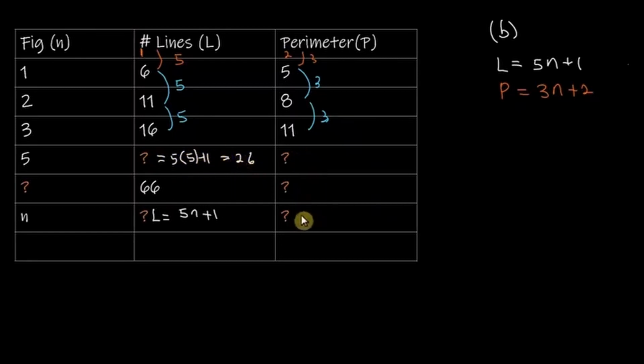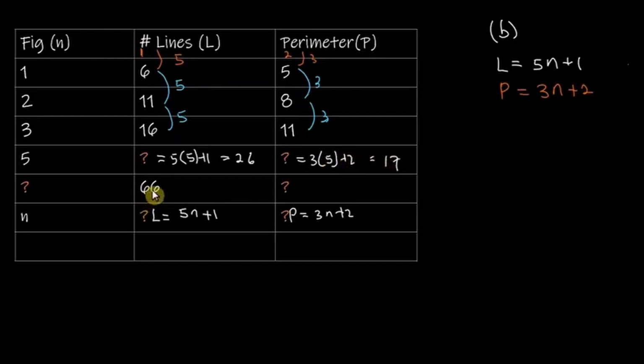And over here I could write my equation, which I know that P is equal to 3n plus 2. I could write when n is equal to 5, I have perimeter is equal to 3 times 5 plus 2, which is equal to 17.